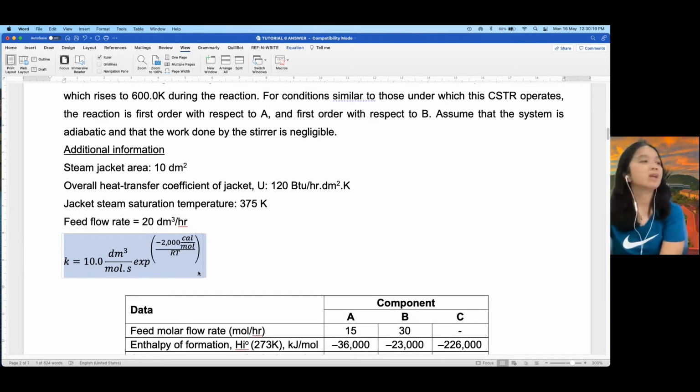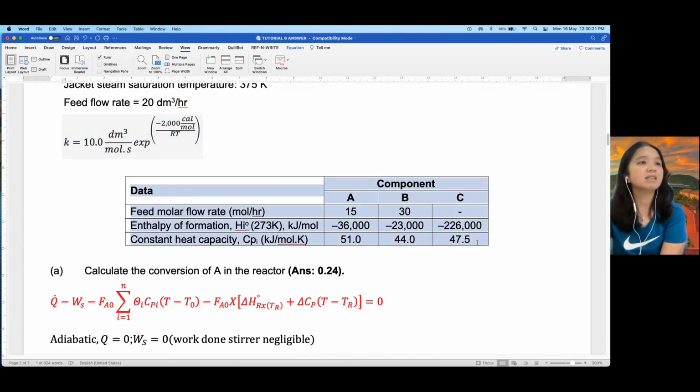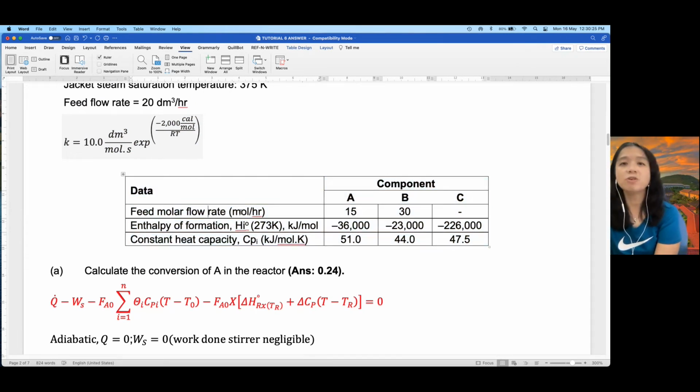Alright, so done. Next one, they give us the table of information. They give us the feed molar flow rate. Feed molar flow rate, you know, right? Mole per hour. This is the initial molar flow rate. So they give us FA naught 15, FB naught 30. Why do we have FB naught as well? Because the reactants are A and B, and once more we don't have any inert. So there are only 2 reactants and 1 product. So FA naught 15, FB naught 30.